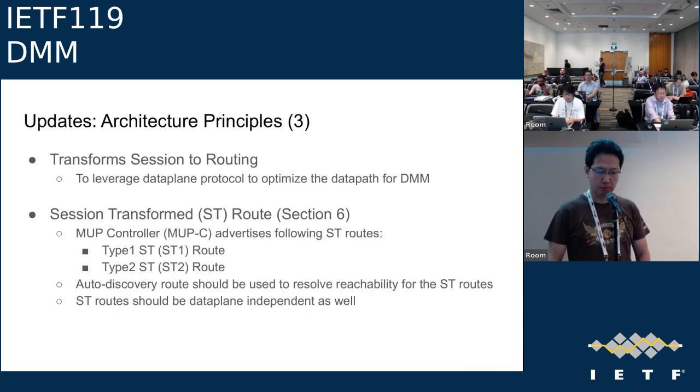The last principle is transform session to routing, to leverage data plane protocol to optimize the data path for DMM. We have two types of session transport route. We call it ST route, in section 6. The type 1 ST route is a host route for the mobile terminal, UE or MN. And type 2 is, in this document, illustrated for the uplink traffic route. The auto discovery route I previously mentioned should be used to resolve reachability for ST routes. And also the ST route should be data plane dependent. Okay. Next slide, please.